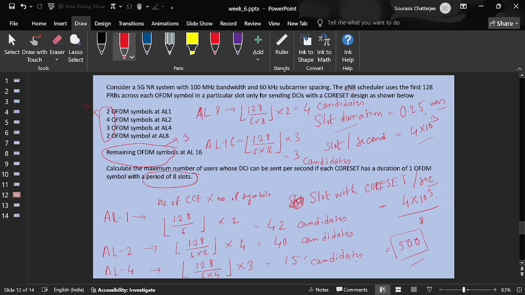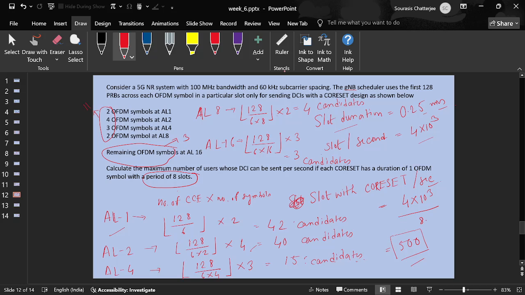So that we solve. Whatever number of candidates we get per slot, we just need to multiply by 500 to get the number of candidates per second. Now we can focus on a per-slot basis. At aggregation level 1, how many candidates are possible? The total PRBs is 128. 6 PRBs, that is a PRB across one symbol, consist of 6 REGs, that makes 1 CCE, right? That is the smallest unit over which one user's DCI can be sent.